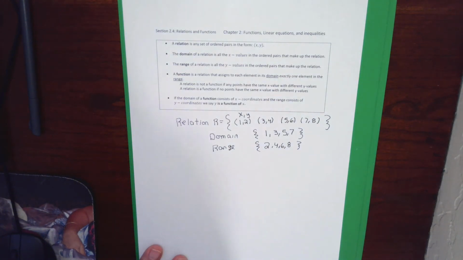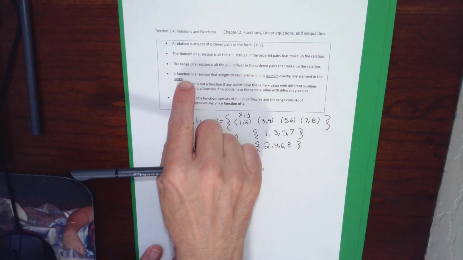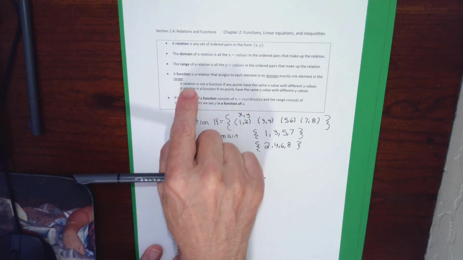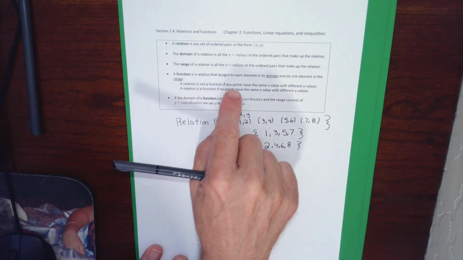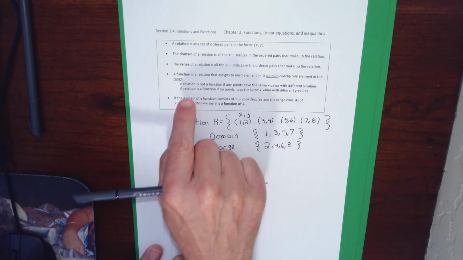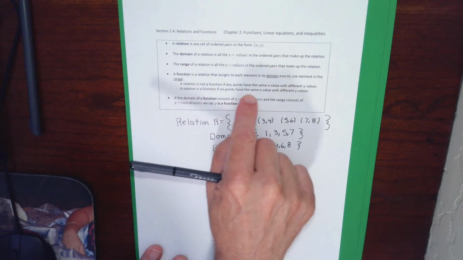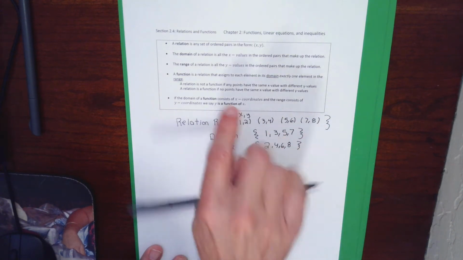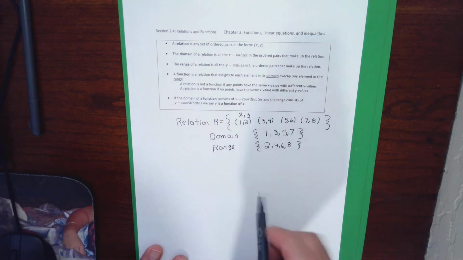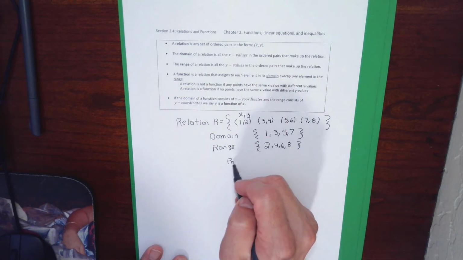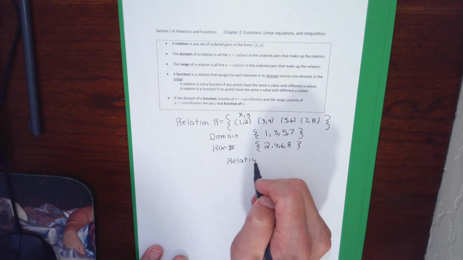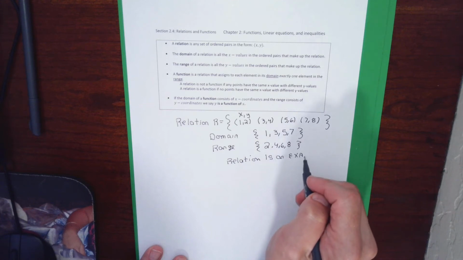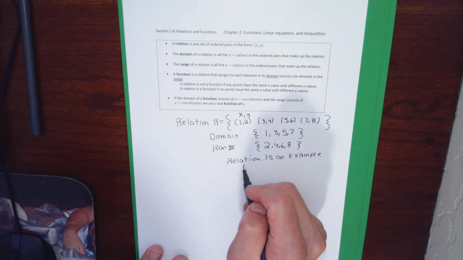In the world of relations, there's 2 kinds of relations. There's a relation that's a function and a relation that's not a function. A relation is not a function if any 2 points have the same x values with different y values. A relation is a function if no points have the same x values with different y values. When I look at the relation I made up here, there were no 2 points that had the same x values with different y values. So this relation is an example of a function, because it doesn't have duplicate x's.